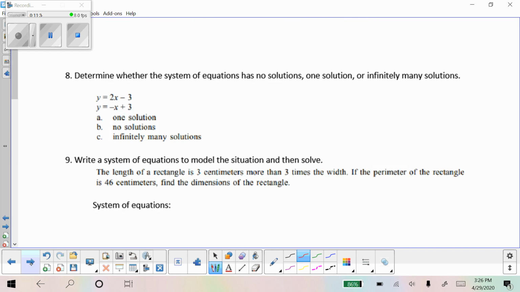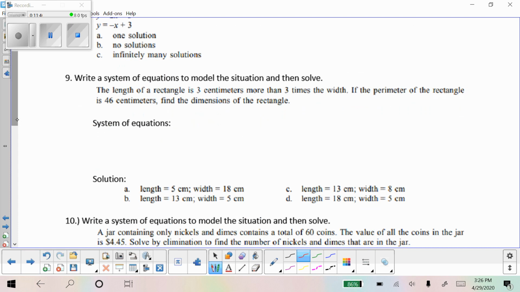And on number 9, the answers are given for you. I'm just going to show you quick how you write the system of equations for 9, 10, 11. In fact, I'm just going to give you the systems. I'll talk you through this first one, and then I'll write down the other ones for 10 and 11 that you're going to use to check.